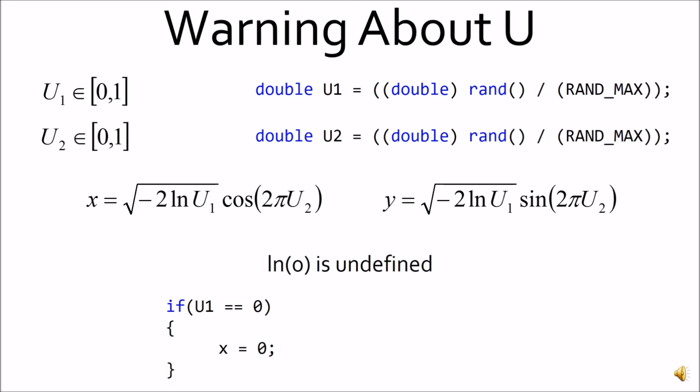So the one way to get around that is just to have some decision statement. If u1 is equal to 0, just set your output variable equal to 0. Because it's so infrequent, it won't affect your distribution significantly unless you're really, really concerned with accuracy. But if it's a Monte Carlo simulation or something, it shouldn't matter at all. So that's just the one last thing to be aware of when you're doing this, but otherwise it's very straightforward.